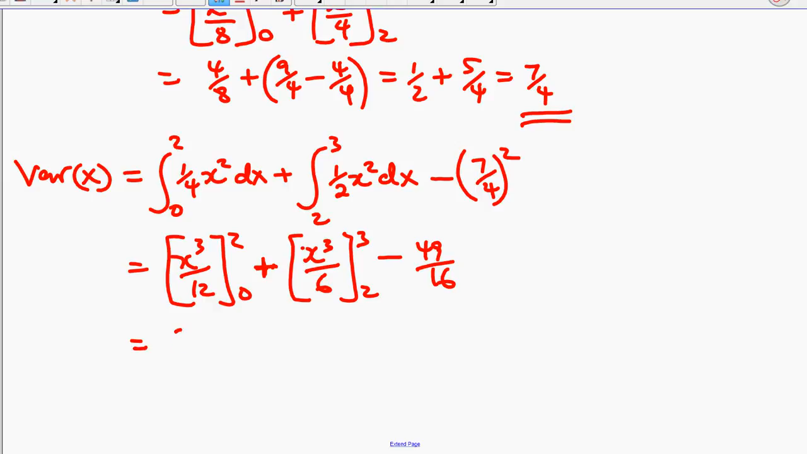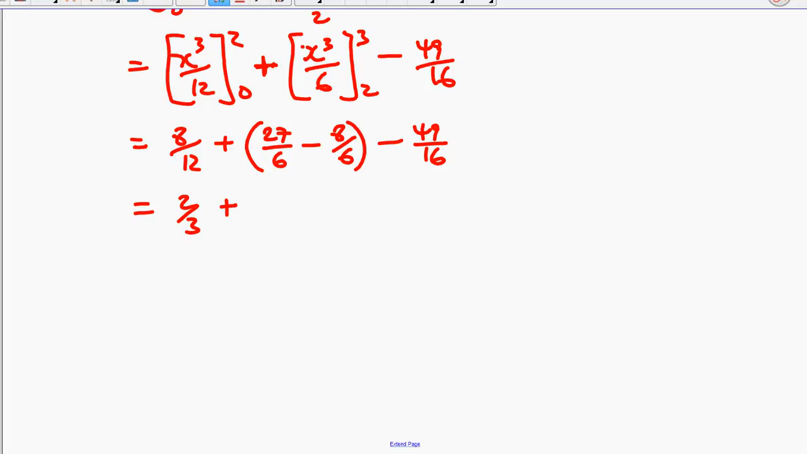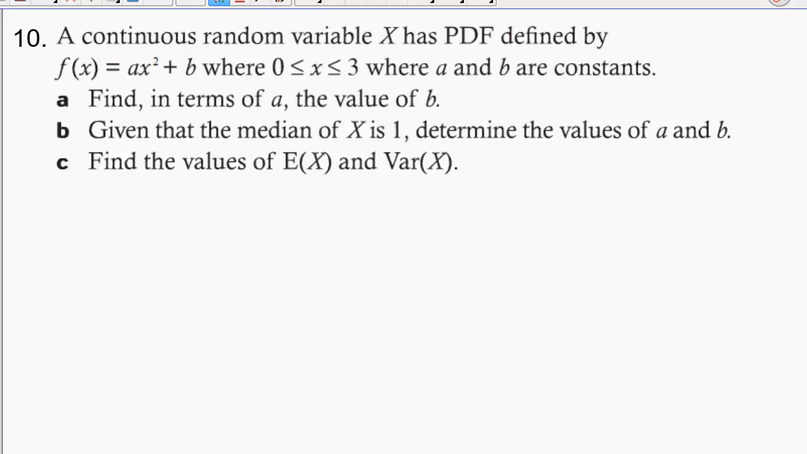Which will be equal to 8 over 12 plus 27 over 6 minus 8 over 6, minus 49 over 16, which will give me 2 over 3 plus 19 over 6 minus 49 over 16, which gives me 37 over 48. Good.